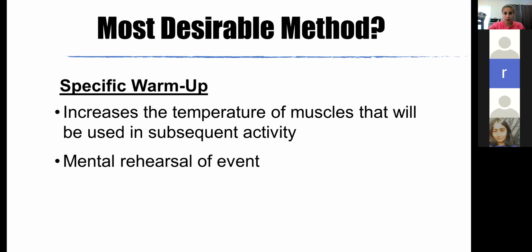So both are good to include. As I said, passive warm-up, not very common, not very practical for most people, but for sure, including maybe a general component and a specific component would be beneficial for most people, okay?